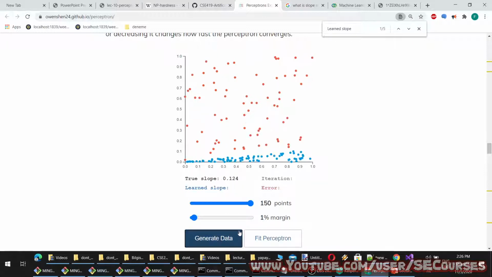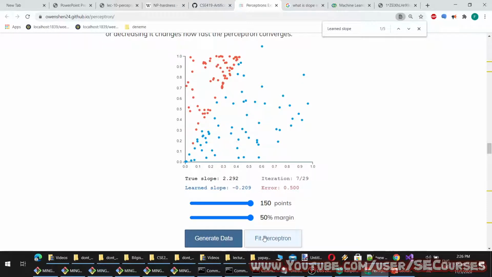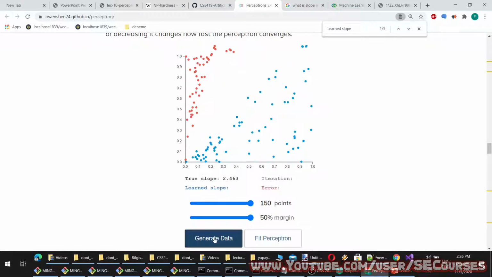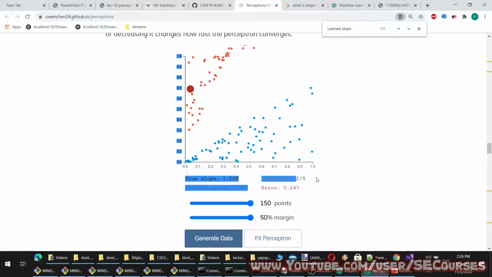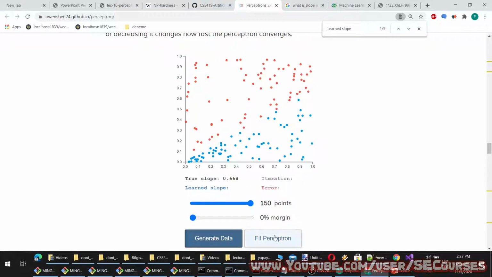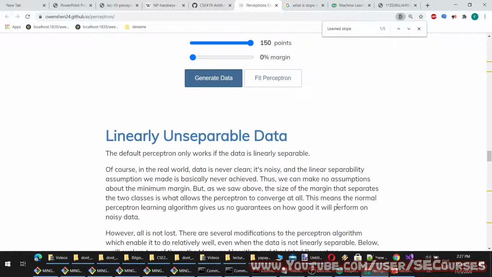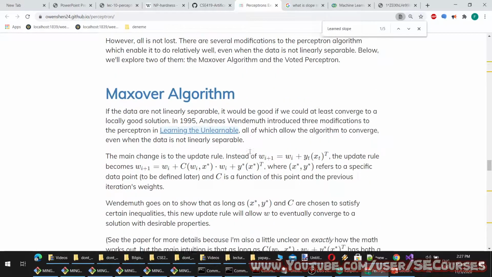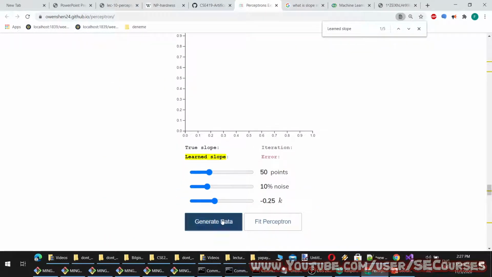Let's try with 150 points, and with 1% margin it took 29 iterations, and let's make 50% margin. Okay, it took 5 iterations. You see, if the margin between classes is high, it takes fewer, and if the margin is, let's say, 0, then it takes a higher number of iterations.